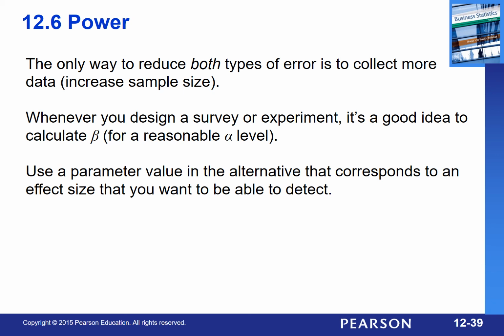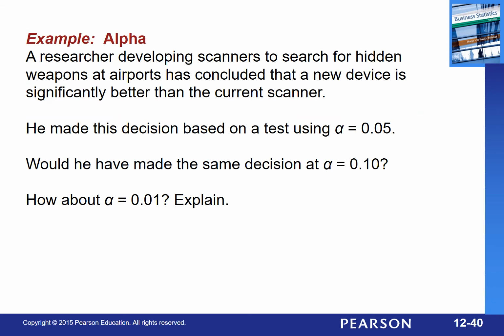Let's do an example. Suppose a researcher is developing a scanner for hidden weapons in an airport and has concluded that the new device is significantly better than the current scanner. He made that decision using alpha equals 0.05. Notice we don't have the p-value. Suspicious. Would he have made the same decision at the 10% level? How about at 1%? Let's explain.